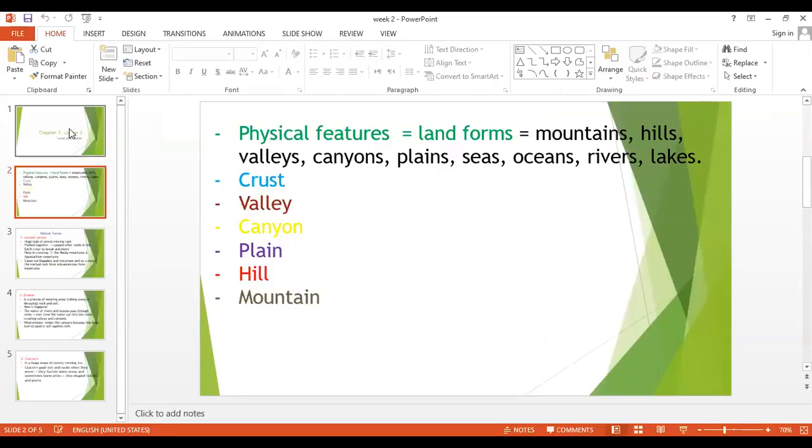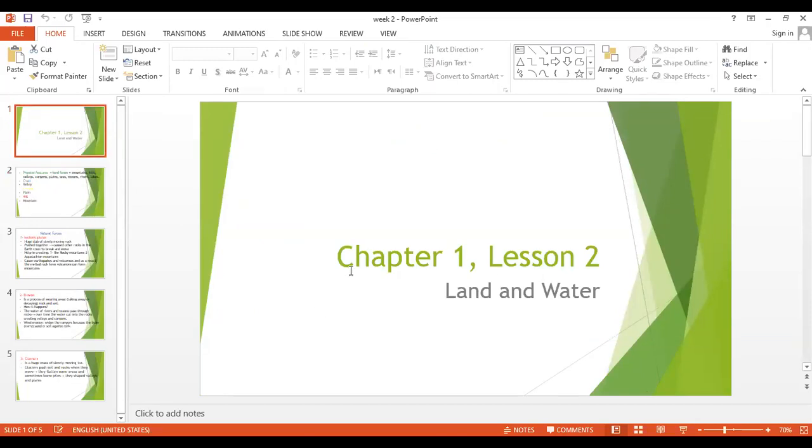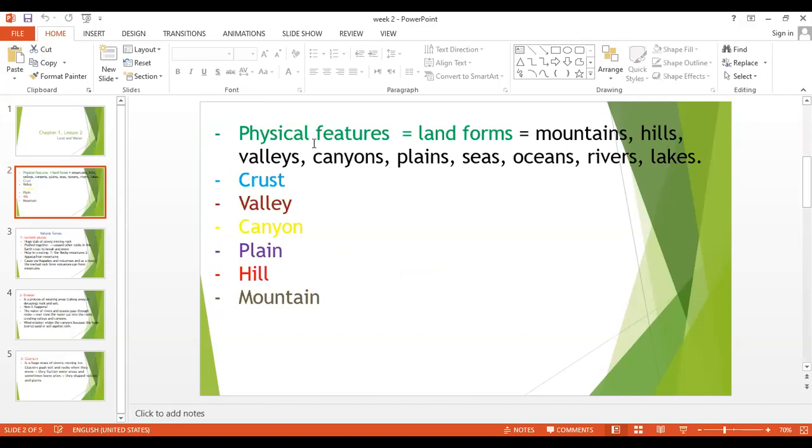So this lesson, as I told you, is chapter 1, lesson 2, Land and Water. Okay, so here, what is the meaning of physical features? It means landforms, like what? Like mountains, hills, valleys, canyons, plains, seas, oceans, rivers, lakes, all of that. Also valleys, canyons, all of these are physical features, by the way. And don't forget this word, crust, okay? What is the meaning of crust? Crust here means the outer layer or the first layer on the earth.